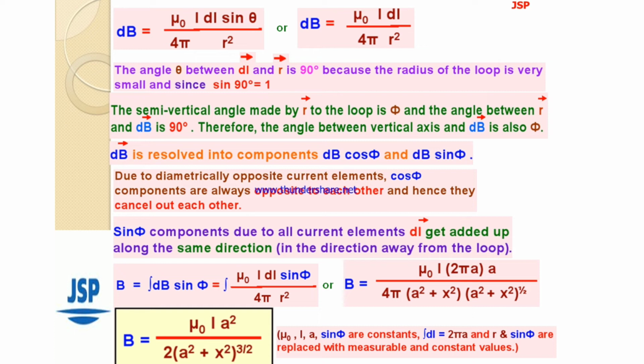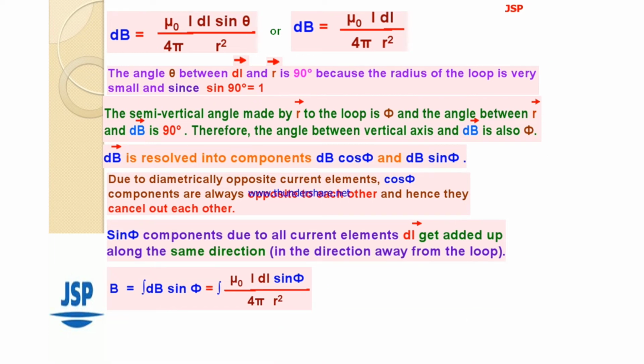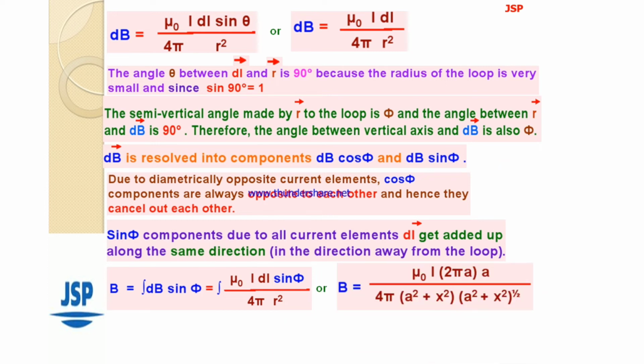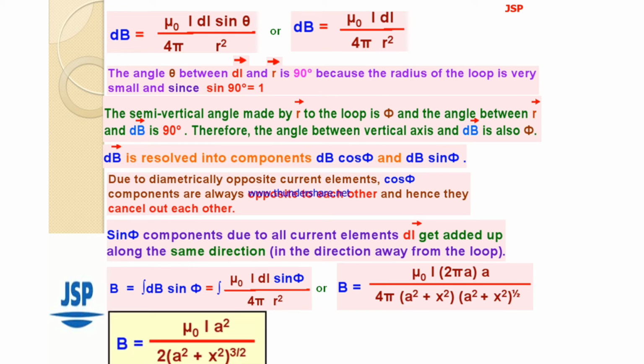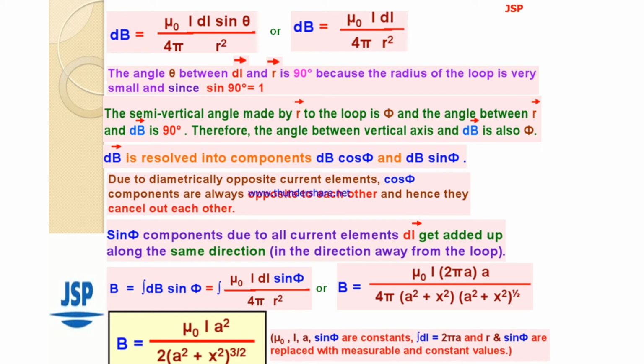Due to diametrically opposite current elements, cos phi components are always opposite to each other and hence they cancel out each other. Sin phi components due to all current elements dl vector get added up along the same direction, in the direction away from the loop.